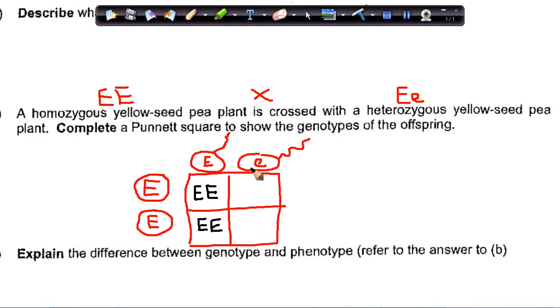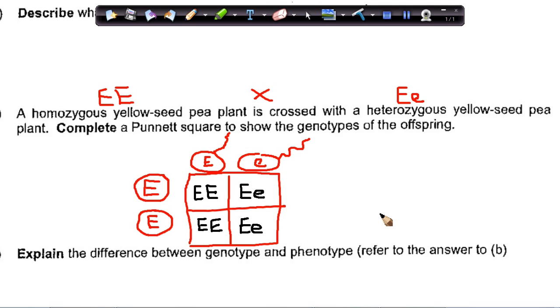Now, if this sperm fertilizes this egg, it's a little bit different. Now we've got a big E, little e. Now, it's just convention that we always put the capital one first. So if you were thinking, oh, it would be little e, big E, well, you're not really wrong, but it's just convention that we put the capital first. So if this sperm fertilizes this egg, we would get a capital E, little e.